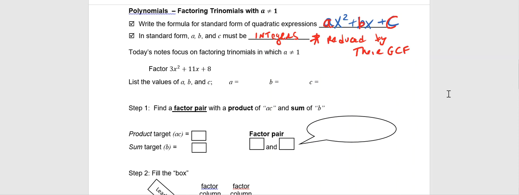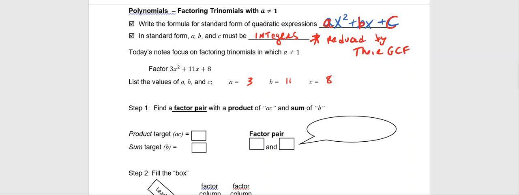So let's get started. In the case of our first example, 3x squared plus 11x plus 8, I can clearly see that I am in standard form. I know my a value is 3, my b value is 11, my c value is 8. Now from here, we're going to change things up a little bit, because when we're factoring trinomials where a was equal to 1, all we cared about is that we multiplied to our c value, which is 8, while adding to our b value of 11.